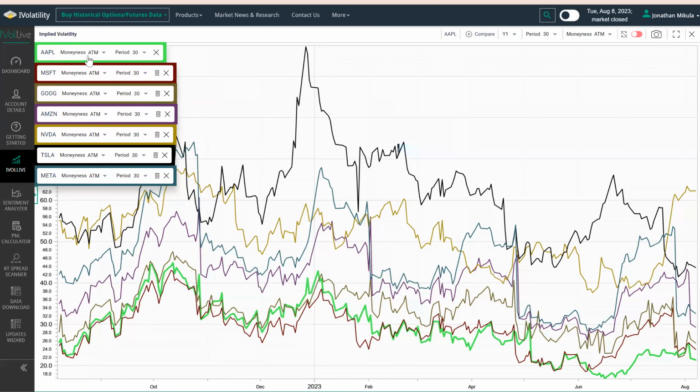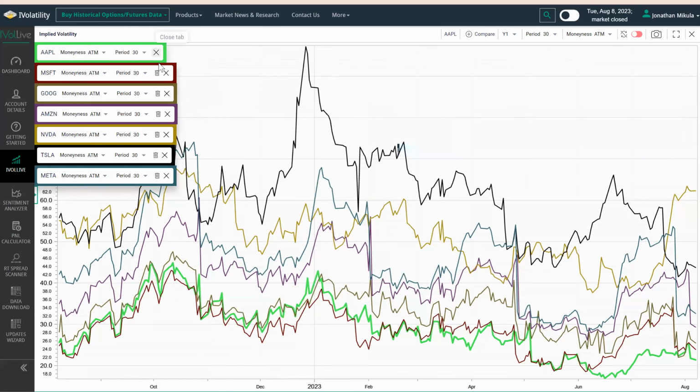We could have Apple here at the money. And if I just wanted to have an implied volatility chart on Apple, I could add under comparison another Apple and I could just change the moneyness. So that's just if you wanted to get really granular on an individual name.